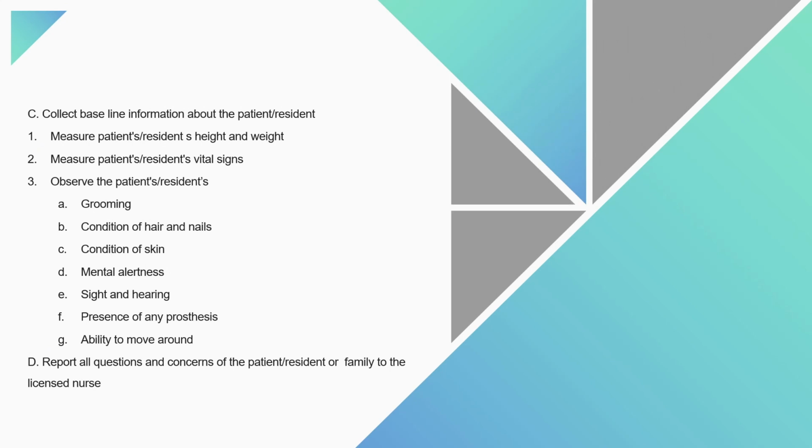Collect baseline information about the patient or resident. Measure patient or resident's height and weight. Measure patient or resident's vital signs. Observe the patient or resident's grooming, condition of hair and nails, condition of skin, mental alertness, sight and hearing, the presence of any prosthesis, and their ability to move around. Report all questions and concerns of the patient or resident or the family to the licensed nurse.